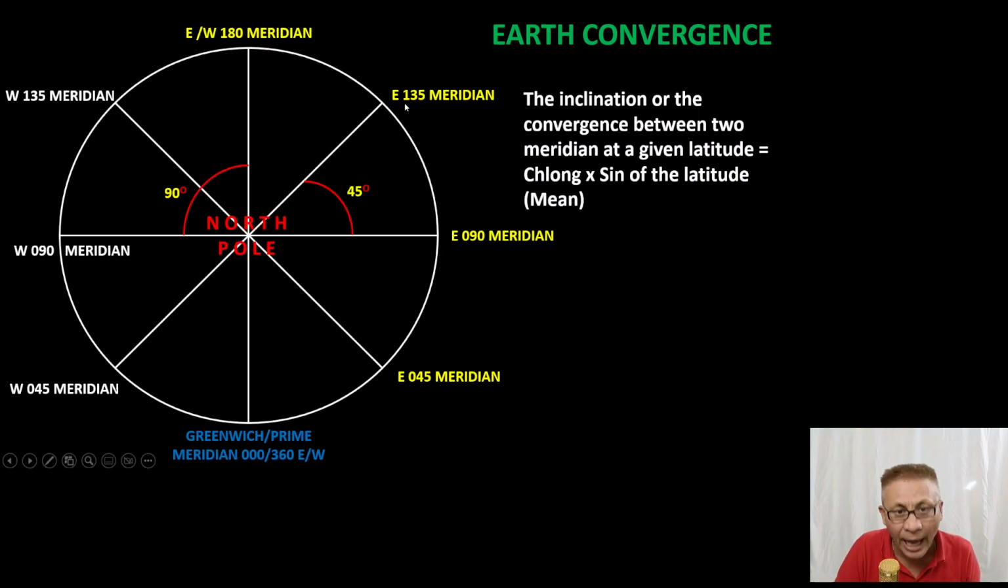At the equator, it was 0. At the pole, which is 90 degrees removed, it is maximum, that is 45 degrees. So what kind of trigonometrical function does it follow? Nothing but the sine. Sine 0 is 0, sine 90 is maximum, 1. So the Earth convergence will be equal to the change of longitude into the sine of that particular latitude, or in other terms, the sine of the mean latitude.